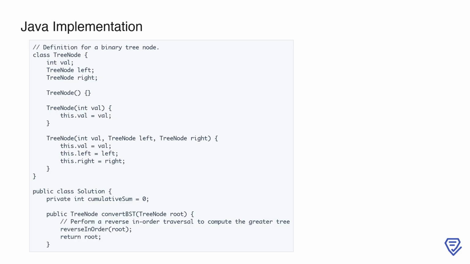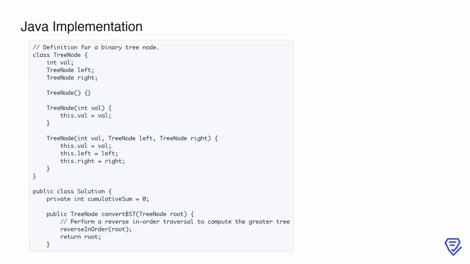Here, we start by defining the structure of a binary tree node with the TreeNode class. Each node contains an integer value, val, and references to its left and right children. The class provides three constructors: a default constructor, one that initializes the node with a specific value, and another that initializes it with a value and child nodes. Below this, we declare the Solution class, which contains the logic for converting a binary search tree into a greater tree. Inside the class, we define a private field cumulativeSum initialized to 0. This variable will hold the running total as we traverse the tree.